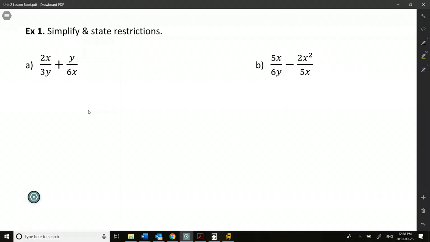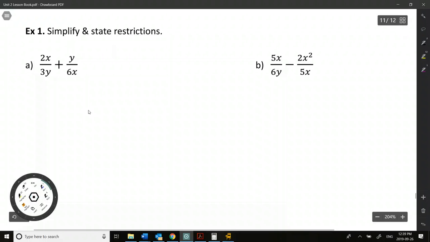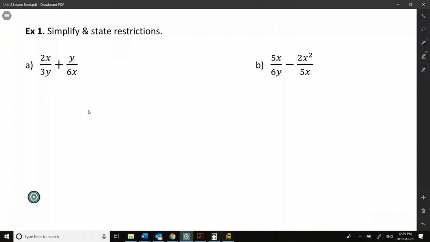But yeah, anything that's in the denominator that could make the denominator 0, we want to make sure we restrict that, okay? So we'll do a couple easier ones just to start here. What is the big thing I want to remember about adding and subtracting fractions? What do I need? Luke?